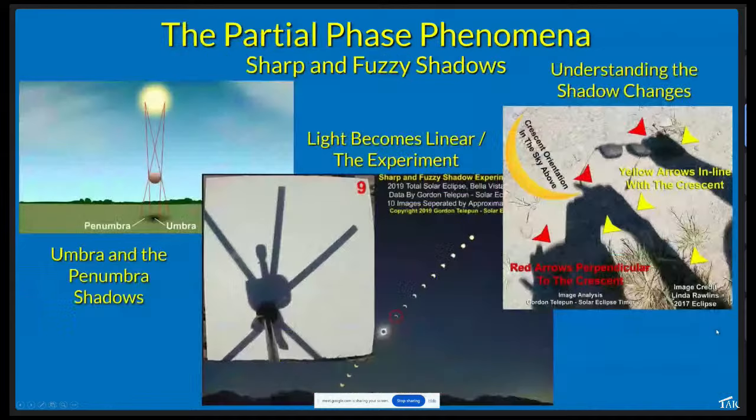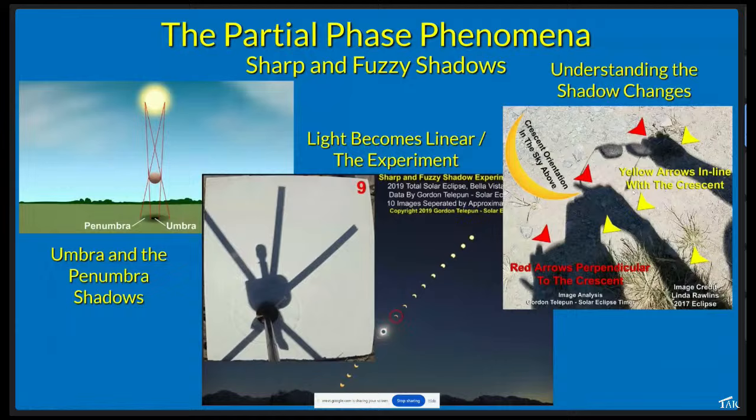The partial phase phenomena are amazing. The sharp and fuzzy shadows are amazing. You're going to see pictures before this eclipse and after this eclipse with people taking pictures of their hands and saying, my shadows look weird or my shadows were odd. And they don't exactly know what's going on.